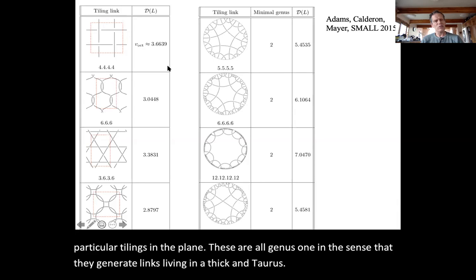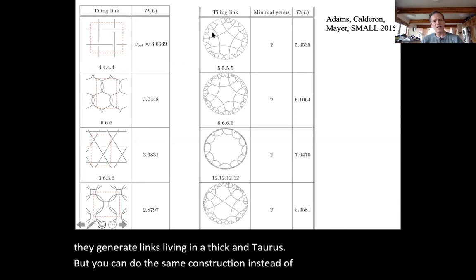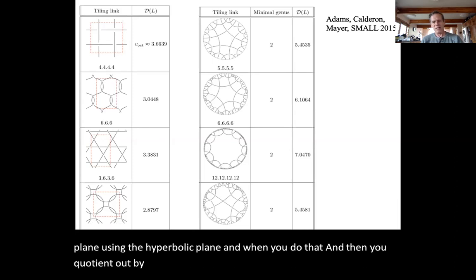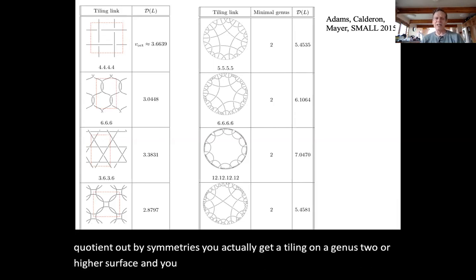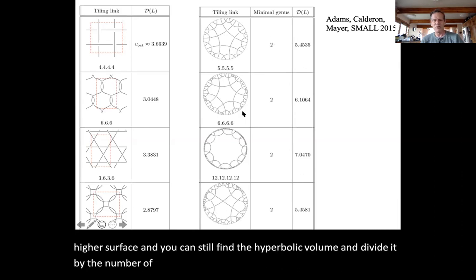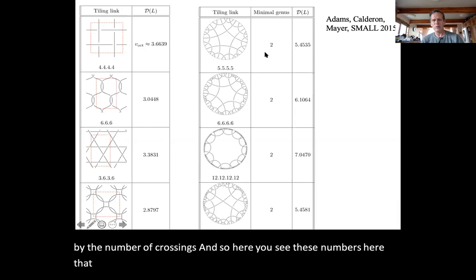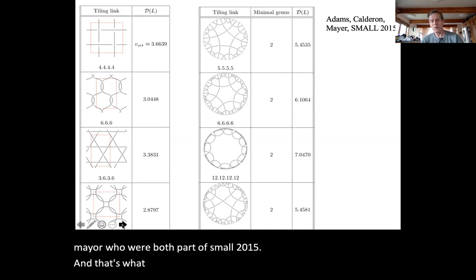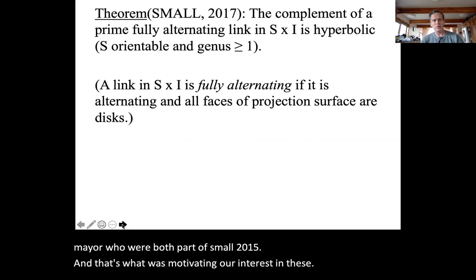But you can do the same construction using the hyperbolic plane instead of the Euclidean plane. When you do that, and then you quotient out by symmetries, you actually get a tiling on a genus 2 or higher surface, and you can still find the hyperbolic volume and divide it by the number of crossings. And so here you see these numbers that corresponded to this. This was joint work with Aaron Calderon and Nat Mayer, who were both part of SMALL 2015. And that's what was motivating our interest in these links living in thickened surfaces.